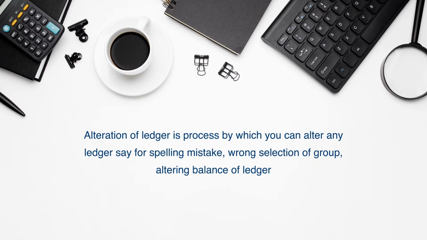These changes can be on account of a spelling mistake. Suppose while writing building, you forget to write the I within building. So there is a spelling mistake and you want to correct it. Or you have selected a wrong group. For example, you have created a capital account. The group to be selected is capital account only, whereas you have selected reserves and surplus in place of capital account. So you need to now correct the group.